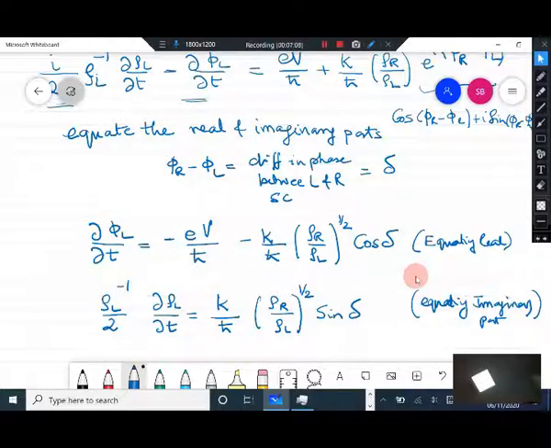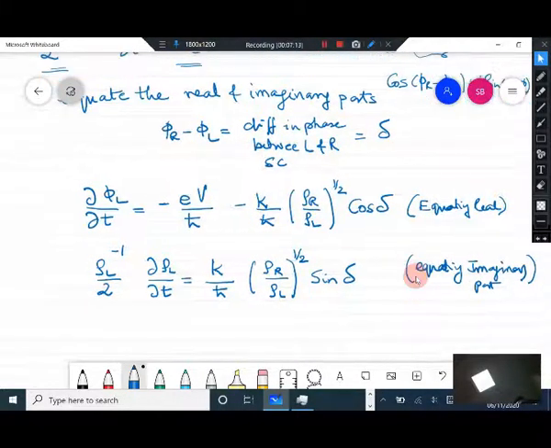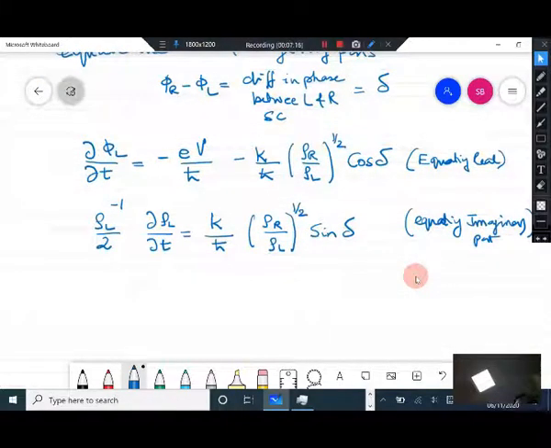So by equating the real and imaginary parts, you get this expression, and therefore you can show that del rho L by del t, the rate of change of the density of Cooper pairs on the left side, is due to some extra component of Cooper pairs leaking from the right side and entering the left side. The rate of change of the density of Cooper pairs on the left side is equal to 2K by h cross, rho R rho L raised to half, sin delta.